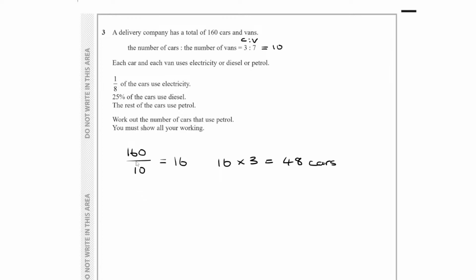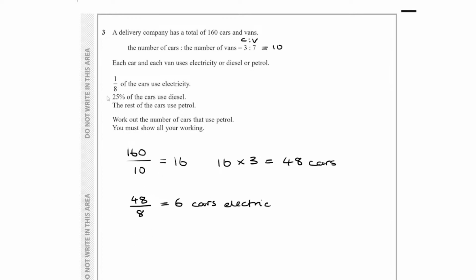Because it's non-calculator, I'm just going to divide by 8, isn't it? Divide by the denominator, and then technically multiply by the numerator, but obviously it's 1, so that makes no difference. 48 divided by 8 is 6 cars. So that's electricity.